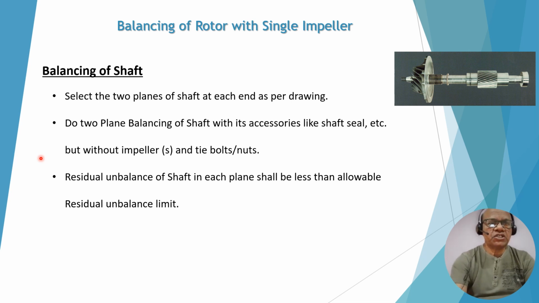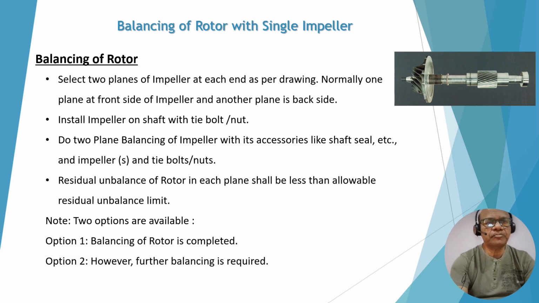Now, balancing of the shaft. As we have calculated the allowable tolerances for the shaft, select the two planes of the shaft at each end as per the drawing. Do the two plane balancing of the shaft, with its accessories like the shaft seal, etc., but without the impeller and tie bolt nut. The residual unbalance of the shaft in each plane shall be within the allowable residual tolerances which we have calculated. So this is for balancing of the shaft.